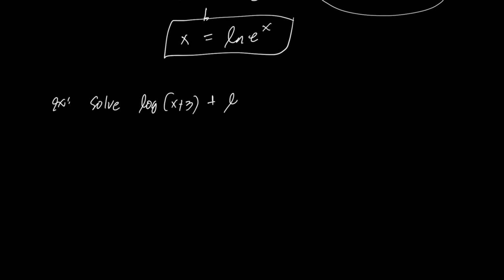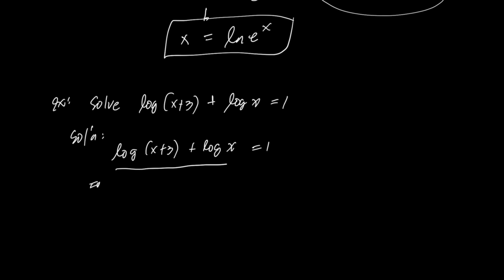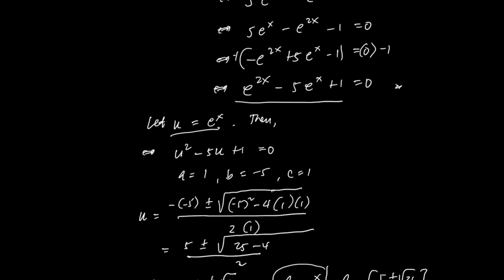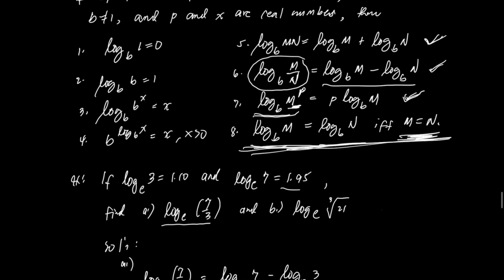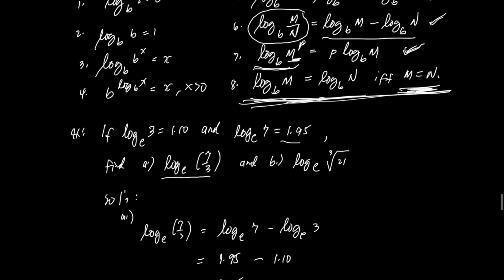Another example. Solve log of (x plus 3) plus log of x equals 1. Solution. This log of (x plus 3) plus log of x equals 1 is just addition to multiplication, so we can write that one as log of (x plus 3) times x equals 1, from rule number 5.